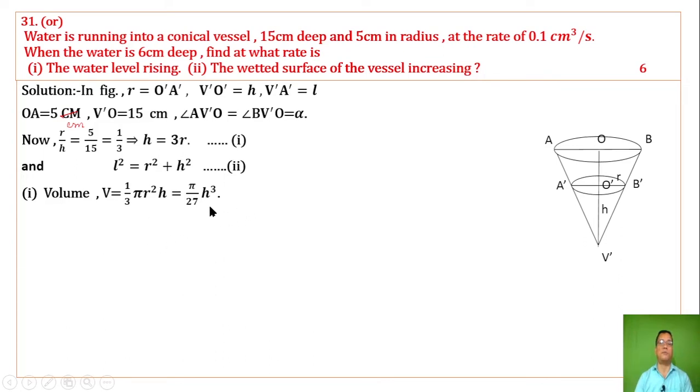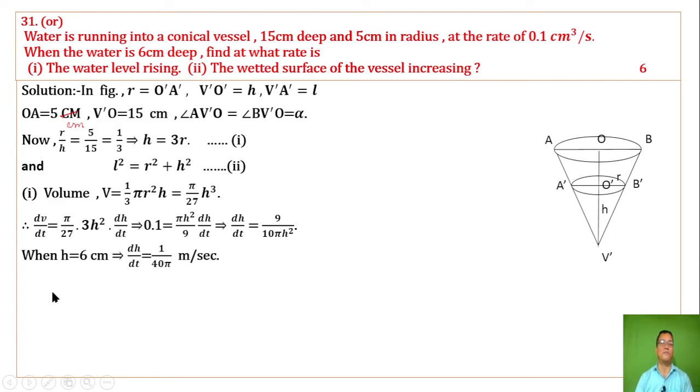Now V is in terms of H. Differentiating both sides with respect to t, we get dV by dt is pi by 27 into thrice H square into dH by dt, equal to dV by dt, which is 0.1. This we get dH by dt equal to 9 by 10 pi H square. When H is equal to 6 centimeter, dH by dt equal to 1 by 40 pi centimeter per second.